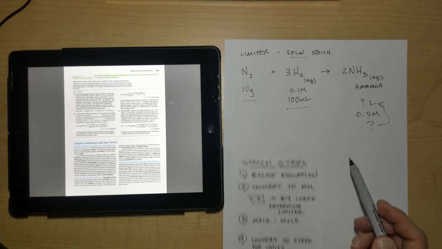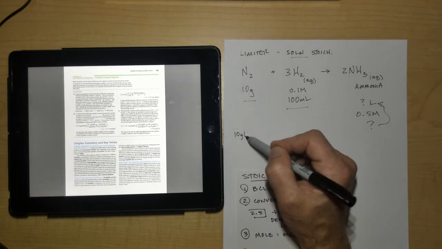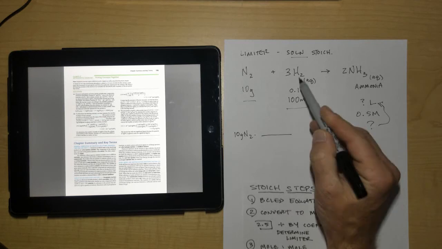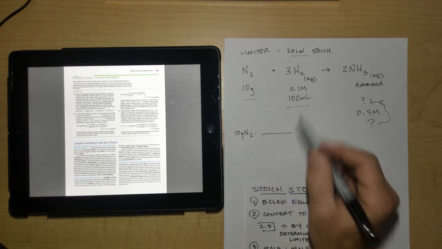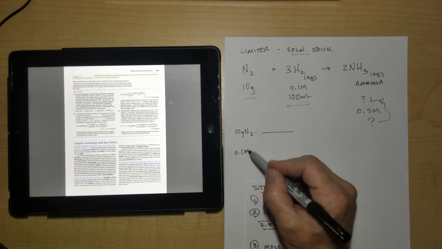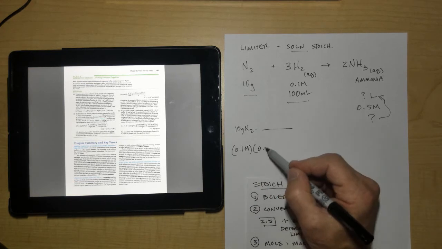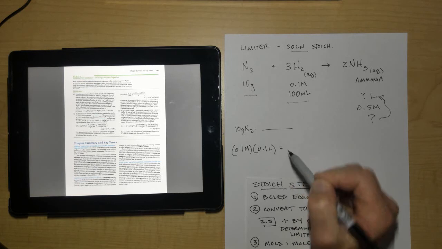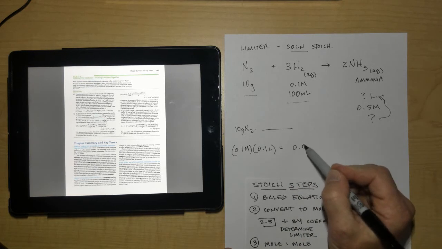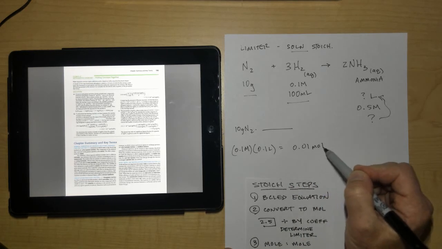Step number 2, convert to moles. So take our 10 grams of nitrogen, and we're going to convert that to moles, and take our hydrogen right here, which is 0.1 molar, and we'll multiply that by liters. Remember, 1, 2, 3 to the left would give us 0.1 liters right here. 0.1 times 0.1 is 0.01 moles.